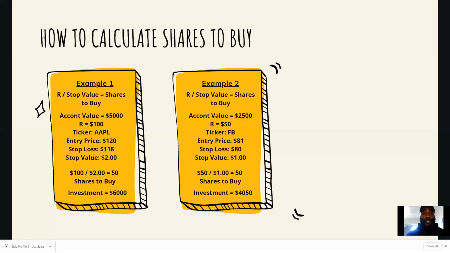So we see once again that our investment is more than our account value, which goes to drive home and reiterate the fact that this is our risk unit. This is not our total investment, okay? So I hope that makes sense.